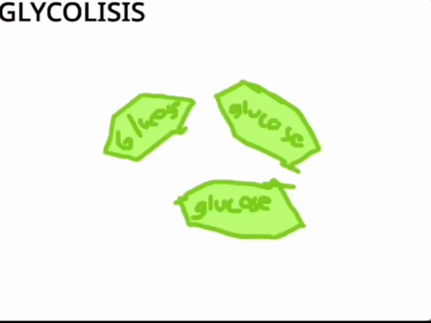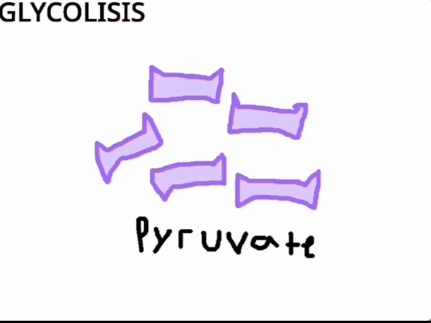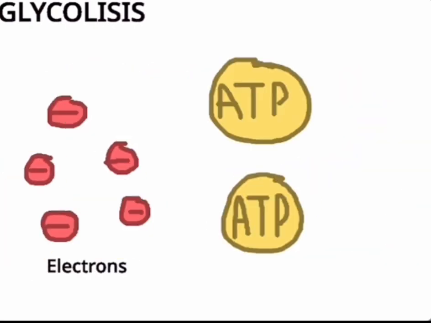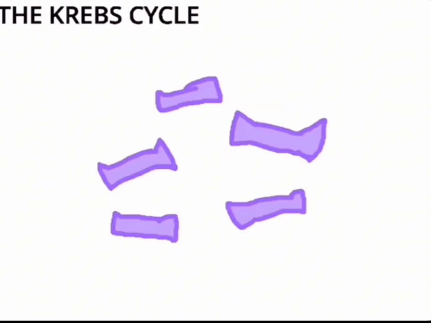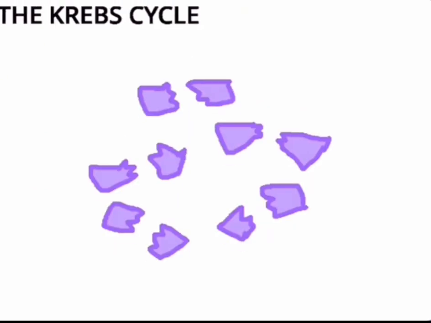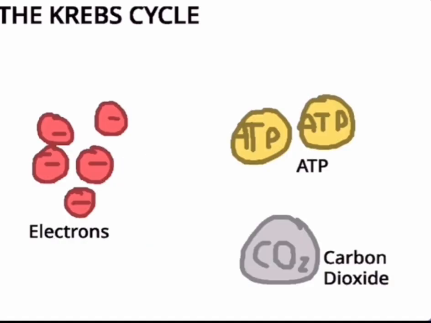The first part is glycolysis, which takes that glucose and breaks it down into something called pyruvate. This creates electrons and 2 ATP. Then it's time for the Krebs cycle, which breaks down that pyruvate even more. This gives you those electrons again, and another 2 ATP, but also gives off carbon dioxide as a byproduct.